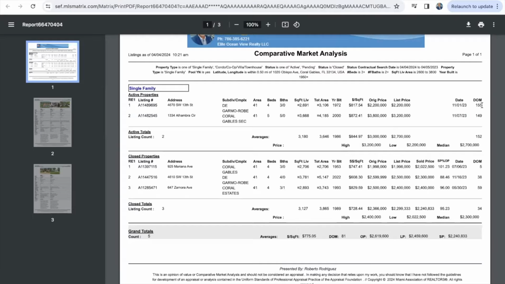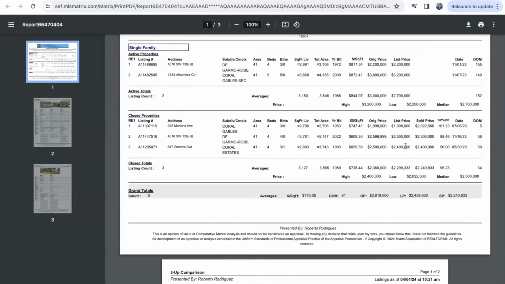One has 155 days on the market, the other 149, giving you an average of 152 days on the market. For your sold, closed properties, we have one that sold at $2,022,000, at 101% of the original list price. So it sold over the original list price, and it sold in only 5 days.